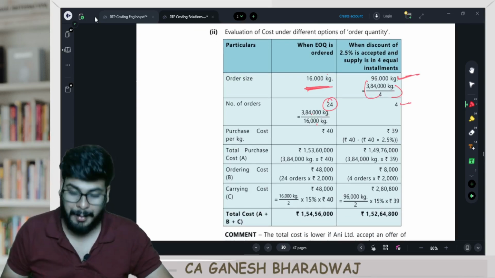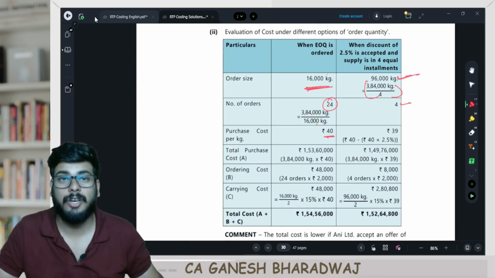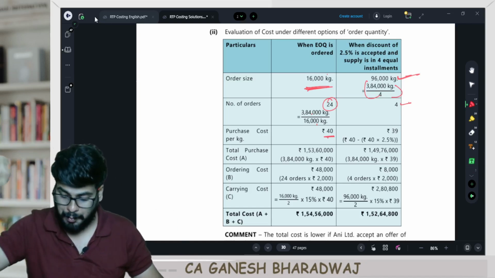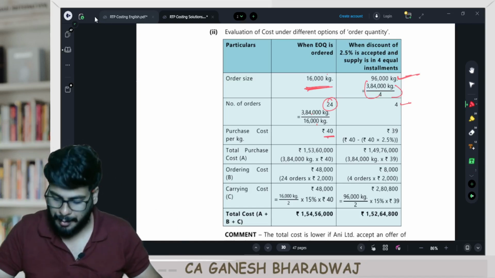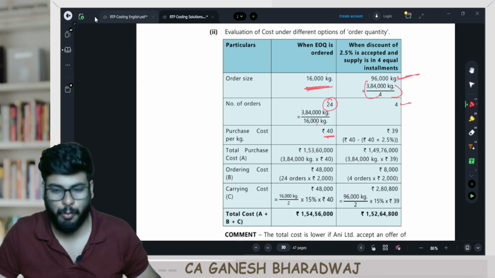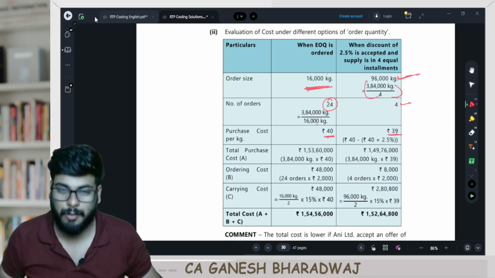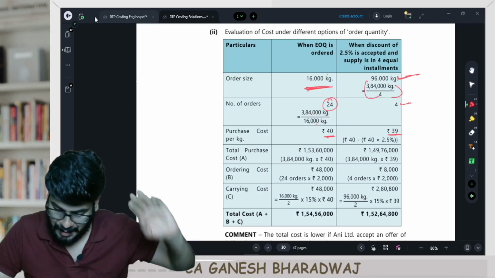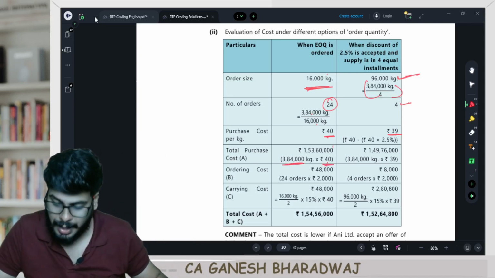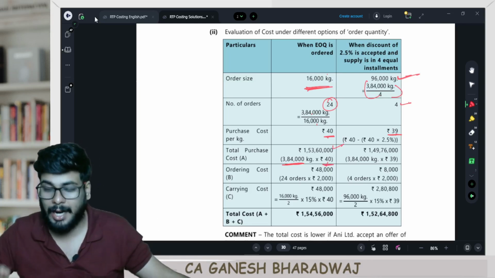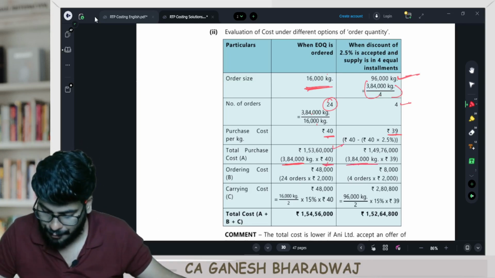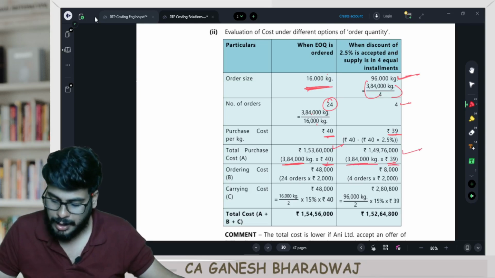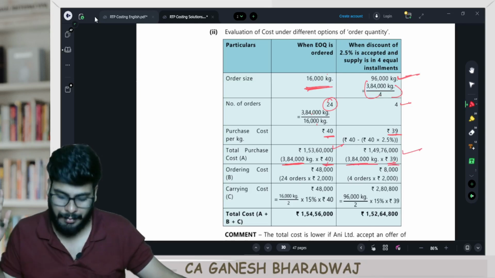So now what is going to be the purchase cost per kg? Currently it is 40 rupees. Now under the new plan, they are giving us a discount of 2.5%. 40 minus 40 into 2.5% gives you 39 rupees. The total purchase cost is going to be 3,84,000 kgs into 40 under the EOQ level, and under the new proposed level, it's going to be 3,84,000 into 39 rupees. That's going to be 1,49 lakhs and 76,000.